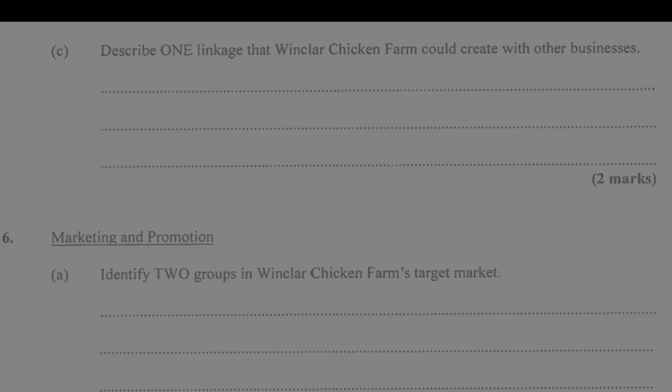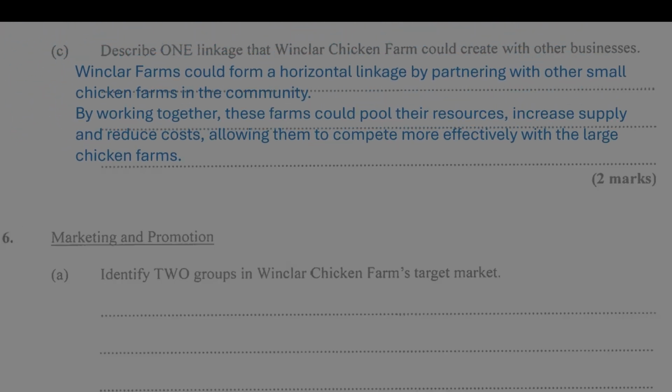Part C, describe one linkage that Winkler Chicken Farm could create with other businesses. So Winkler Farms could form a horizontal linkage by partnering with other small chicken farms in the community. By working together, these farms could pool their resources, increase supply, and reduce costs, allowing them to compete more effectively with the large chicken farms.